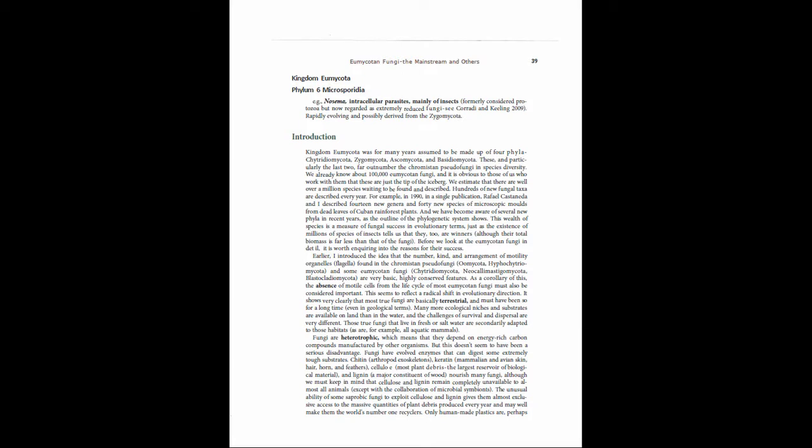This wealth of species is a measure of fungal success in evolutionary terms, just as the existence of millions of species of insects tells us that they, too, are winners, although their total biomass is far less than that of the fungi. Before we look at the Eumycotan fungi in detail, it is worth inquiring into the reasons for their success.